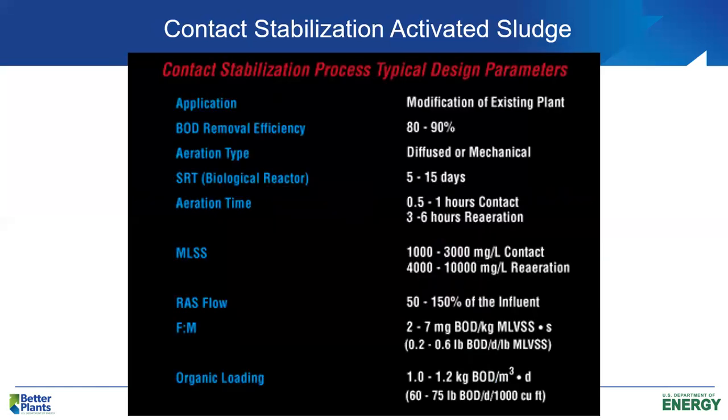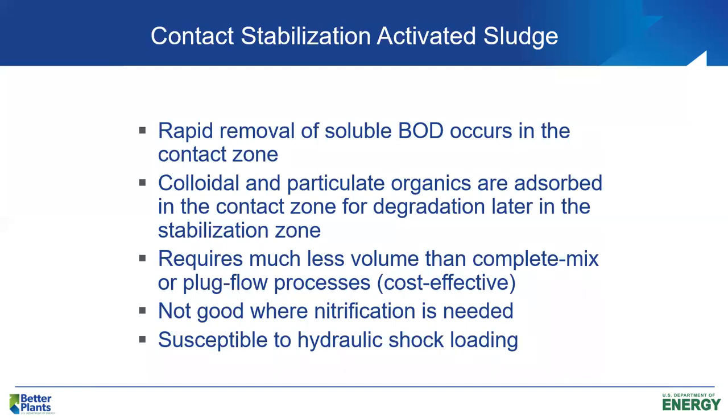Some of the design parameters that we use: basically it is operated in the conventional mode, with moderate sludge age, 5 to 15 days, and moderate F/M ratio, 0.2 to 0.6. But the organic loading may be a little bit on the high side at 60 to 75 pounds per day per 1,000 cubic feet of reactor volume. So again, very efficient removal of soluble BOD in the contact tank. The particulate organic matter is adsorbed in the contact tank, carried into the re-aeration or stabilization tank, and that's where degradation of the particulate organic matter occurs.